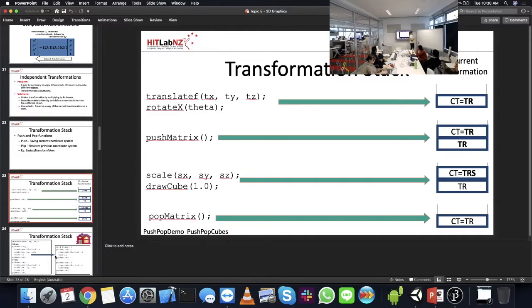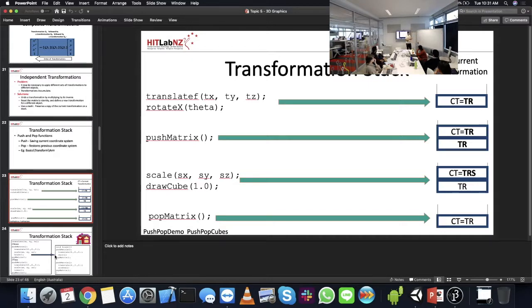So let's do a translation. We're going to translate out 3 units in the x dimension and up 1 unit in the y dimension. And we're going to call that position 1. So our current transform is a translation of 3 in the x and 1 in the y. So we can push that to our matrix. And if we wanted to, we could draw some shape there. So we've drawn a little box there.